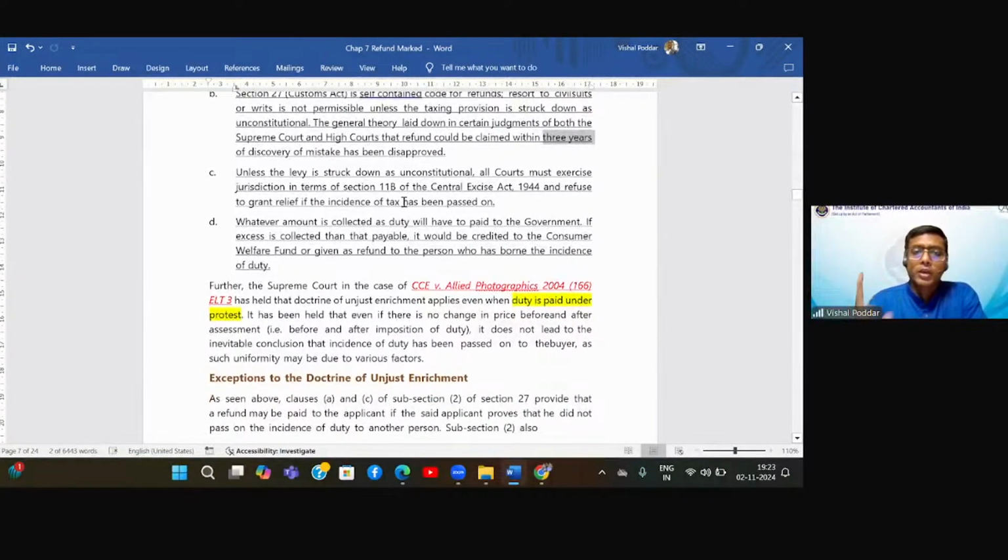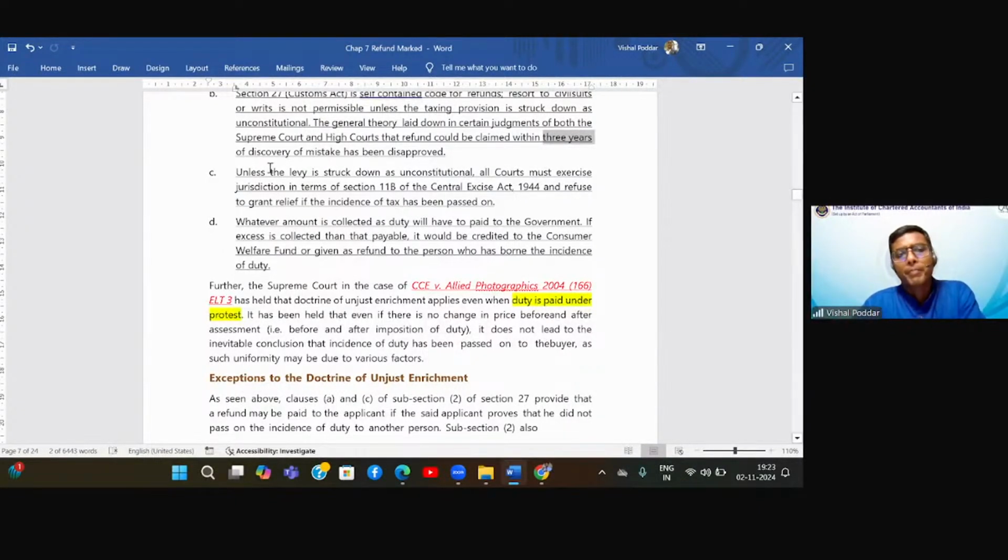So the first point was unjust enrichment is valid, but unjust impoverishment is not applicable. Second point, the time limit is compulsory because the refund provisions are a self-contained code. Until and unless there is some striking down of the law, you have to compulsorily follow it. There is no relaxation in that.